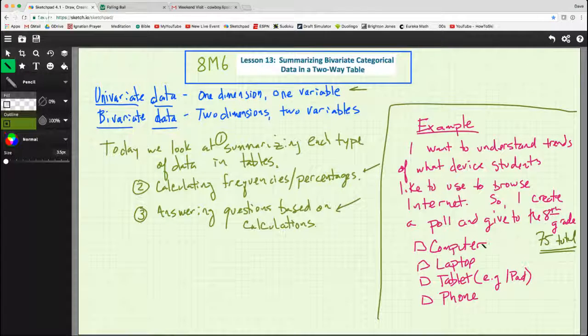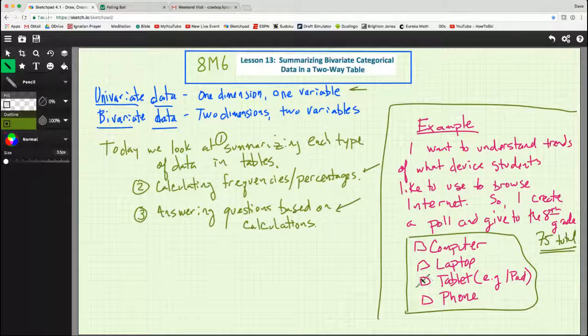And I said, do you like to use computers, laptops, tablets like iPads or Surfaces, Surface Pros, things like that, or phones? Which one do you like to use to browse the internet? And so I created this poll, and I gave a piece of paper to all the students in 8th grade, and they would check computer, or they'd check tablet, they'd check laptop, and I collated all of this data.